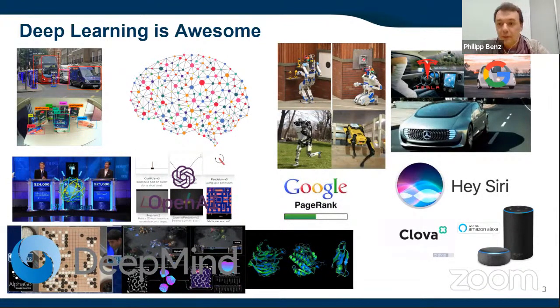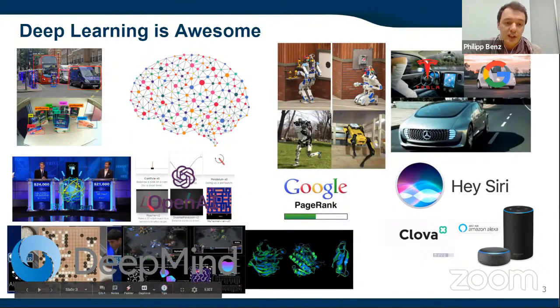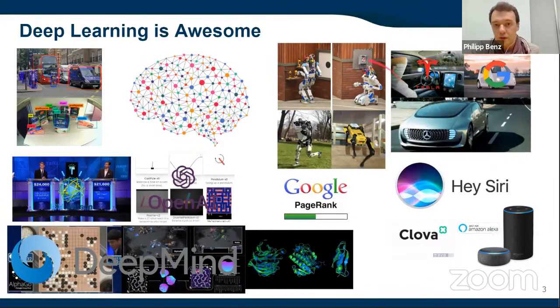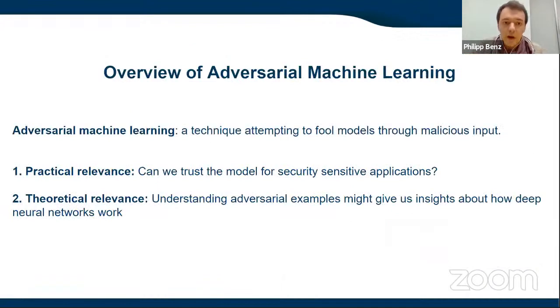Previously, we have seen that deep learning is awesome. Deep learning has achieved so many great tasks. So we have seen object detection, Jeopardy, then all the projects by OpenAI, DeepMind, now recently the AlphaFold project, then all those assistant systems, of course autonomous driving, and also in robotics, we see deep learning is now basically used everywhere. But there is also this other topic, which is adversarial machine learning. The entire objective of adversarial machine learning is how can we actually fool those deep learning methods through some malicious inputs?